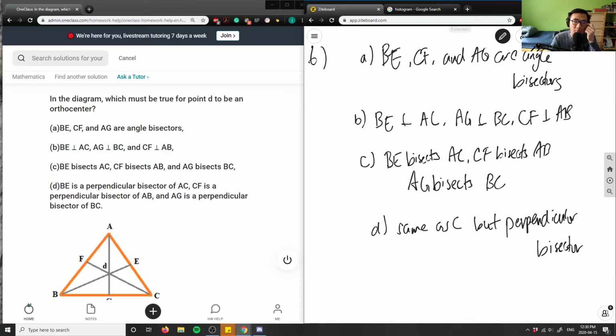Okay, so how would I solve this problem? What must be true for D to be orthocenter? So again, take a moment to think about this problem, and maybe think of the word orthocenter. What does that mean when we talk about the orthocenter of a triangle?